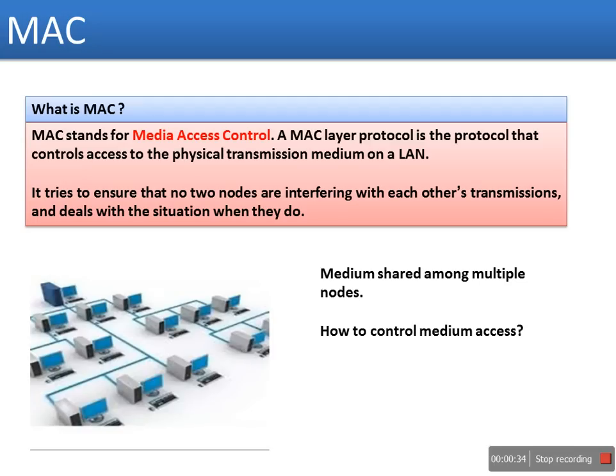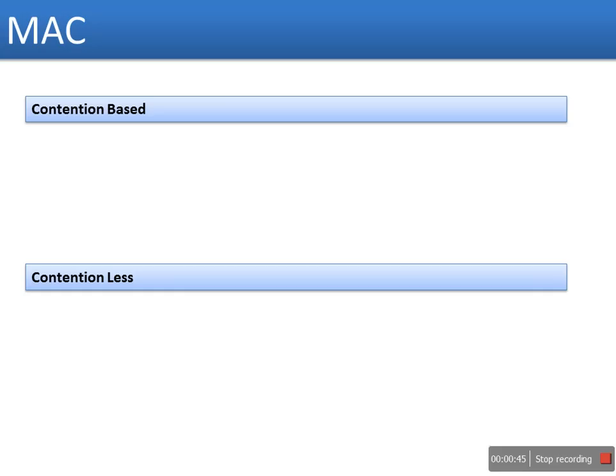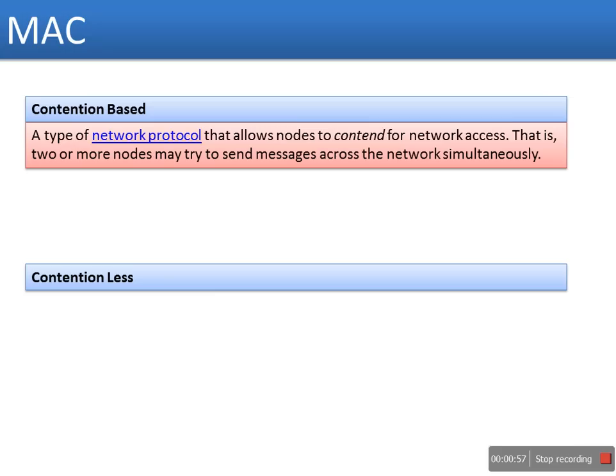So in this video I'm going to explain pure Aloha and slotted Aloha. Before discussing those two protocols, let's see two broad categories of medium access control. We have two broad categories of MAC protocols. First one is contention based, second one is contention less. Contention based protocols allow different nodes to contend for network access. Those protocols allow the existence of collision.